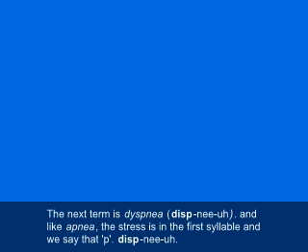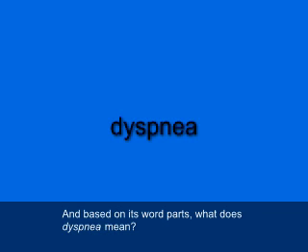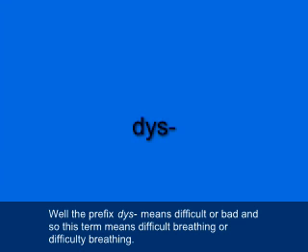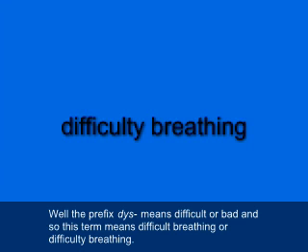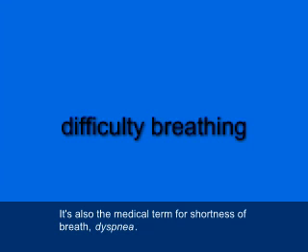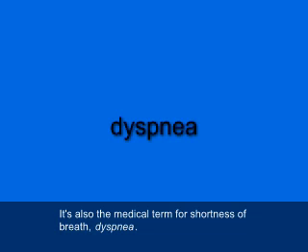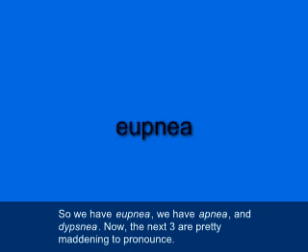The next term is dyspnea, and like apnea, the stress is in the first syllable, and we say that P, dyspnea. And based on its word parts, what does dyspnea mean? Well, the prefix dys means difficult or bad. And so this term means difficult breathing or difficulty breathing. It's also the medical term for shortness of breath, dyspnea. So we have eupnea, we have apnea, dyspnea.